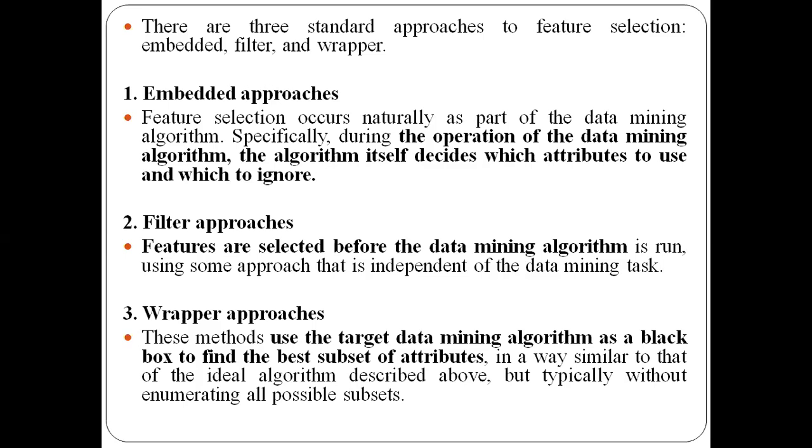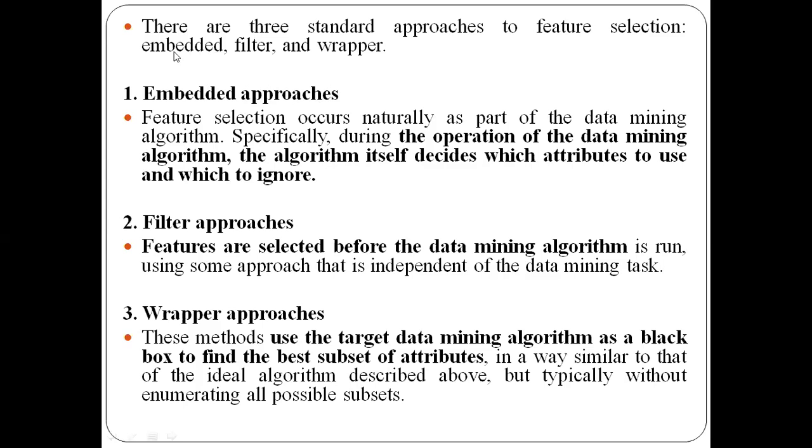The first one is the embedded approach. The second one is the filter approach, and the third one is the wrapper approach. These are the 3 different techniques which we can use in order to select the best subsets of features here. So I will explain what the difference is here.